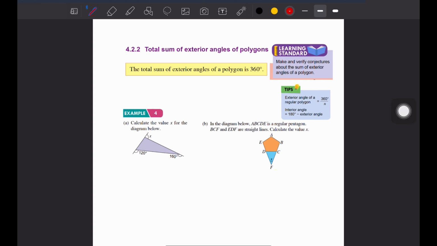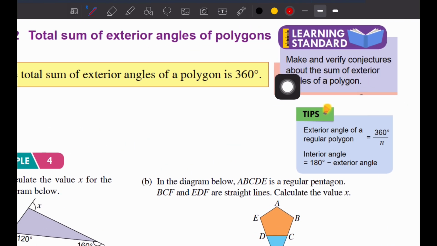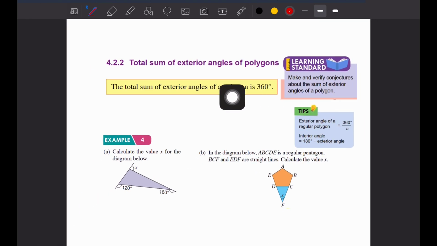Okay, so the next learning standard is make and verify conjecture about the sum of exterior angles of a polygon. Wow, apa conjecture apa semua ni kan? Don't worry. We just want to know that the total sum of exterior angles of a polygon is 360. Ingat lagi tak exterior angle tadi? Exterior angle adalah bila kalau kita ada polygon, contoh kita panjangkan yang di luar ni. Ini adalah exterior angle. Maksudnya kalau kita tambah semua exterior angle yang ada, dia akan total up pada 360. Tak lebih, tak kurang. 360.